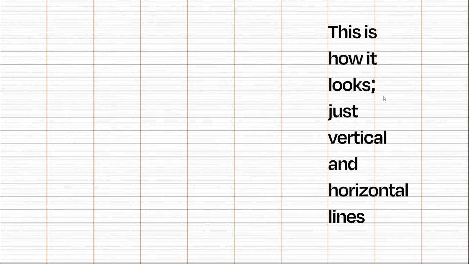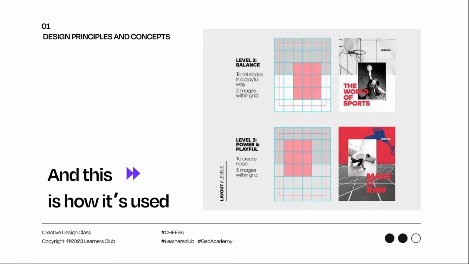Now when you talk about grid, this is how it looks: it's just vertical and horizontal lines. And this is how it is used. We use grids in our design to ensure alignment. I don't know whether you remember when we talked about design principles, we talked about alignment. So in order to make sure that our designs are aligned, we use a grid.